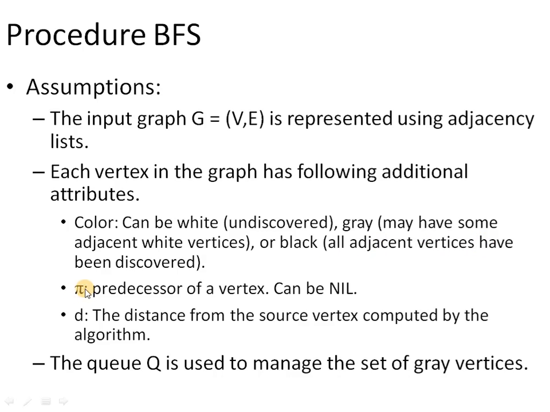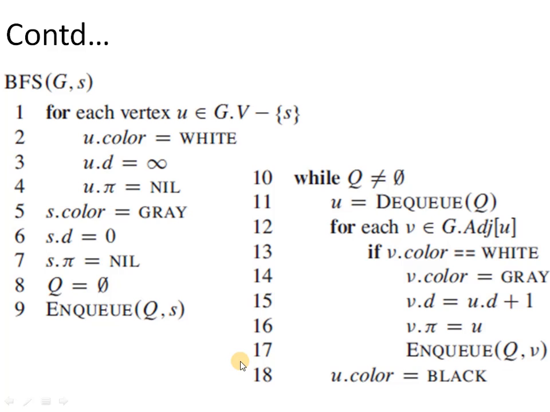Then we are maintaining a pi parameter, which is nothing but the predecessor of a vertex. That means the vertex via which we are reaching this particular vertex. And then we are maintaining a distance parameter, that is d. It is just to compute the distance of a vertex with respect to the source vertex. And then the queue which we are maintaining to execute BFS is identified with a variable Q. So this is the procedure which we have to follow in order to implement BFS.